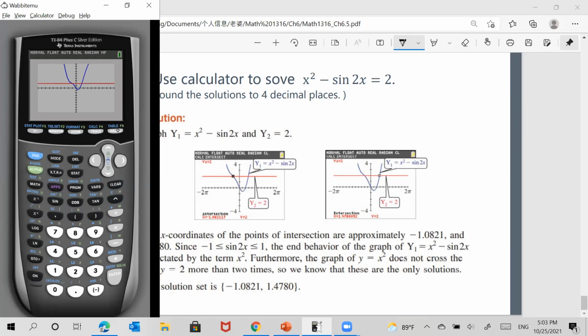And next step, I want to find the intersection of these two, and the intersection's x value. So the x value, we can click second trace. And then number 5 is intersect. So click number 5. And then what's the meaning? How to find the intersect? So first you choose a point on the blue curve, and then choose a point on the red curve.